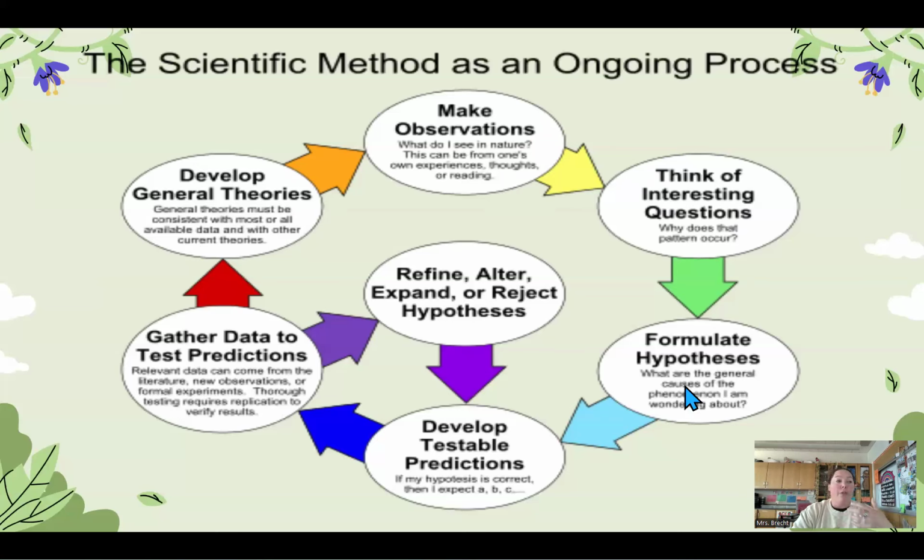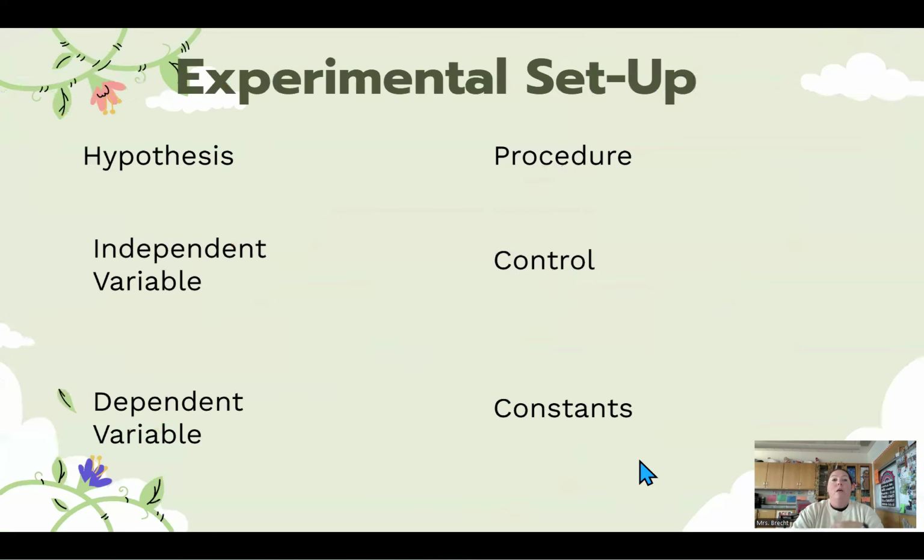So these are all things that you continually do throughout the scientific process, and then we're going to work through this year. So when you look at an experiment, your experimental setup is going to start with your hypothesis. That's your guess. That's your prediction of what's going to happen. You'll need to identify your independent and dependent variables. Remember, independent variables are things that you change to test what's going to happen.